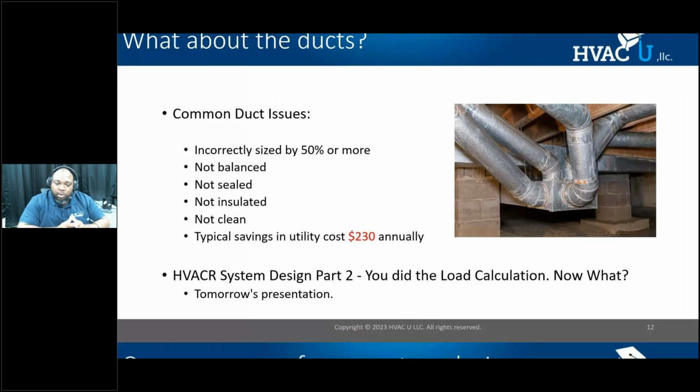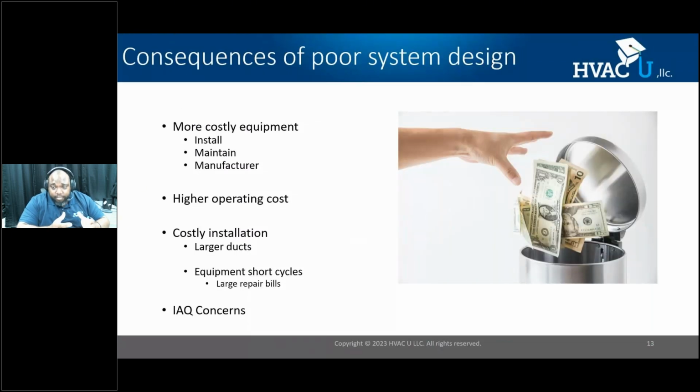All right. So here are the consequences of poor system design. More costly equipment that you had to install and maintain, and that the manufacturer had to produce. It typically came with a higher operating cost. The ducts had to be physically larger, which increased the cost of the project. And then the equipment has shorter run cycles, which is counterintuitive to most customers. When you have short cycling equipment, that tends to drive your energy bills up, and it actually increases the wear and tear on the equipment, giving a customer maybe large repair bills in the future. And then there were some IAQ concerns, and we'll talk about that more once we get into our duct presentation next month.